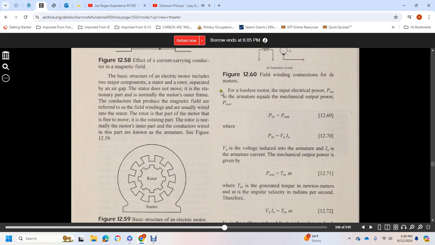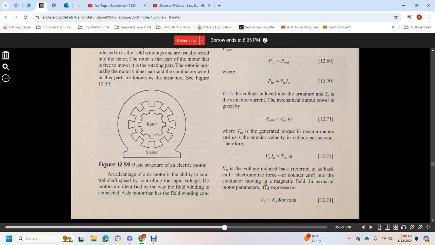Field winding connection with the DC motor, losses of the motor, electrical power input, electrical power armature. Power input equals power output plus losses, where power input is equal to voltage times current. The voltage induced in the armature, and the armature current, give the mechanical output power. Power output equals the generated torque in newton-meters times the angular velocity in radians per second.